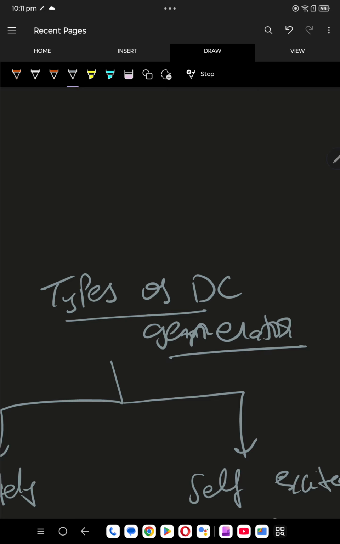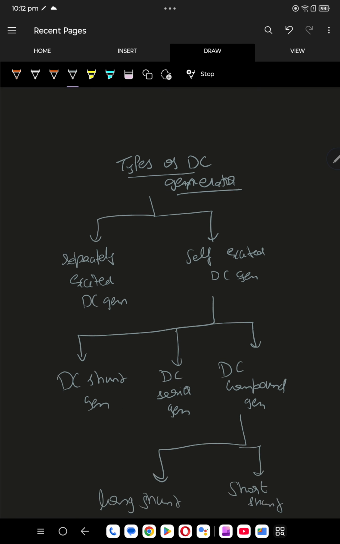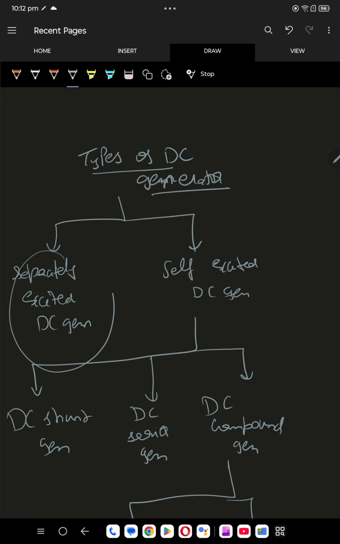In today's video we'll be seeing a new topic, that is types of DC generators. Types of DC generators can be mainly classified into separately excited DC generator and self-excited DC generator. In separately excited DC generator, we use an external source like a battery to excite the field coil. In self-excited DC generator, some part of the generated EMF is taken back to excite the field coil. So in separately excited we use an external source, and in self-excited some part of the EMF generated is taken as an excitation source to excite the field coil.